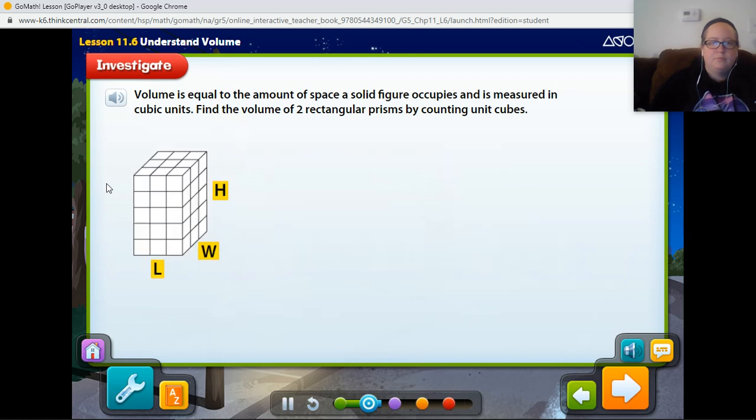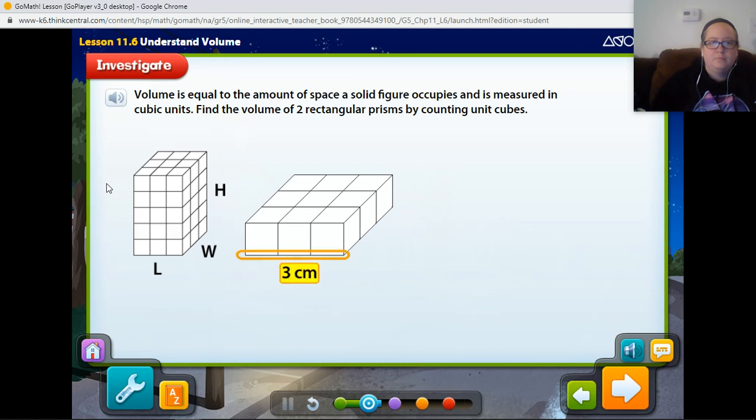Let's move on to a second prism. We can also discover the volume of any three-dimensional figure by finding its length, width, and height. To find the volume, start by finding the length and width of the base. Each unit cube has a length, width, and height of 1 centimeter. The length of the base is 3 centimeters. The width of the base is also 3 centimeters. To find out how many unit cubes are in the base, multiply the length by the width.